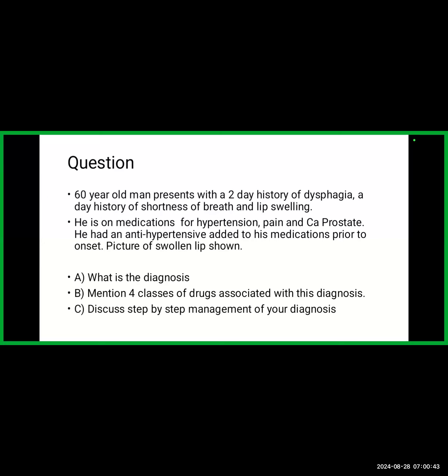All right. So I'll be presenting question 2A today. The question goes: a 60-year-old man presents with a 2 days history of dysphagia, a day history of shortness of breath and lip swelling. He's on medications for hypertension, pain, and prostate cancer. He had an antihypertensive added to his medication prior to onset, and then a picture of a swollen lip was shown. So question A is, what is the diagnosis? Question B says mention 4 classes of drugs associated with this diagnosis, and C is discuss step-by-step management of your diagnosis.